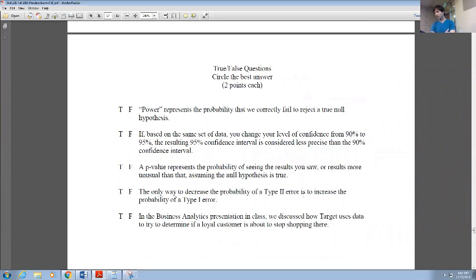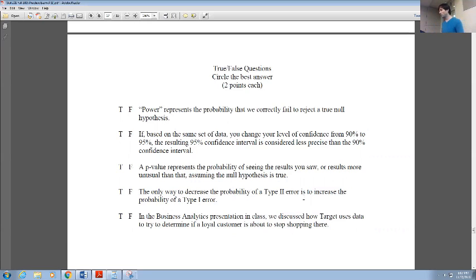So here we are with power. Power represents the probability that we correctly fail to reject a true null hypothesis. No, no, no. A powerful test will find results. The power of the test is our ability to reject the null hypothesis. So a powerful test is able to reject the null, one that allows us to correctly reject the null. So as pure a definition as it gets, power is the ability to correctly reject the null hypothesis.